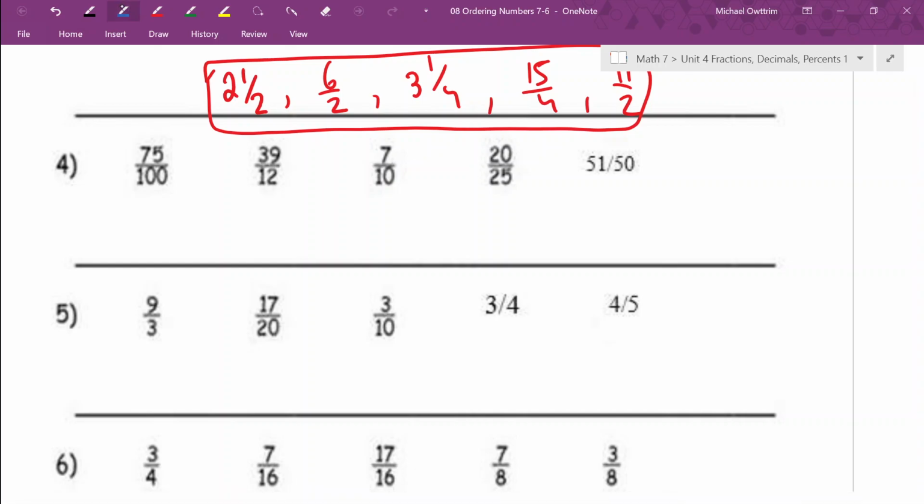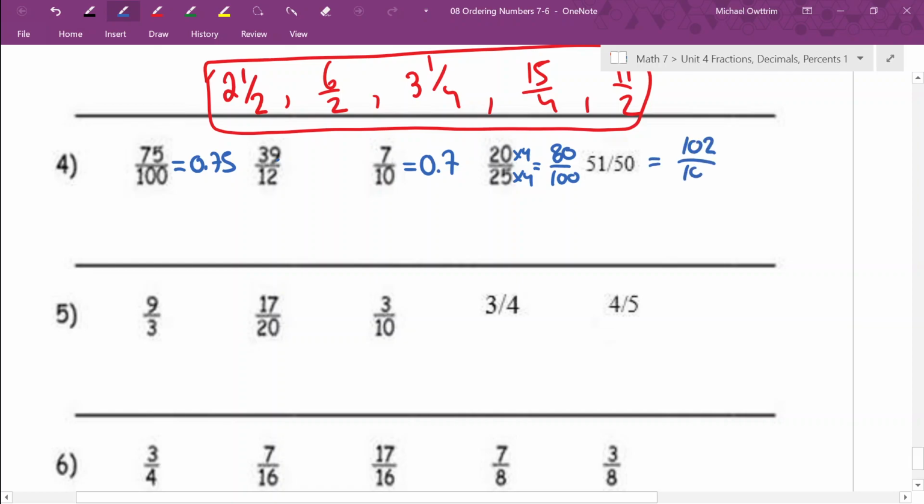Okay, almost everything in number 4 can be easily written as a decimal. I'm going to skip this middle one here because that is our only problem child. 20 out of 25, we're going to multiply by 4 to get 80 out of 100. And this one here is 102 out of 100. Multiplying top and bottom by 2.